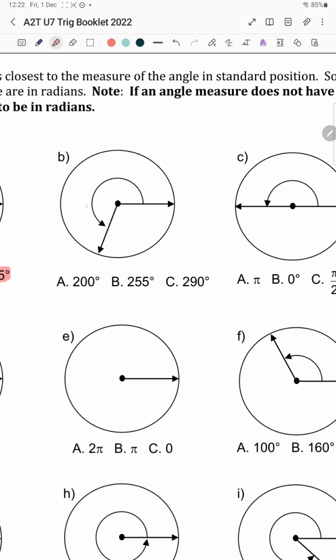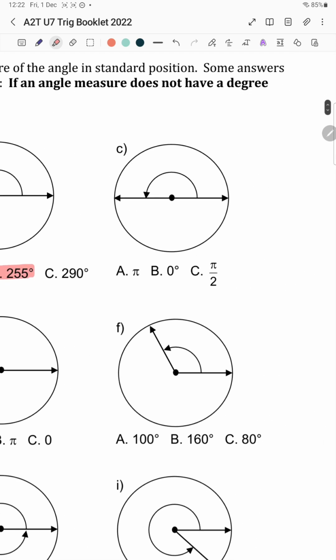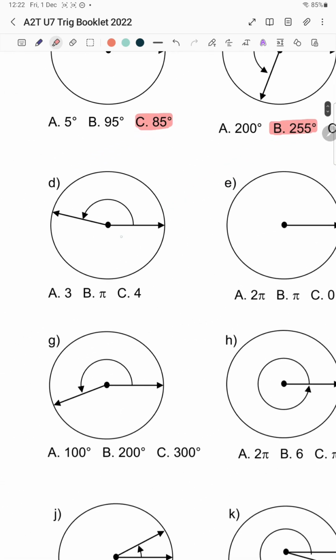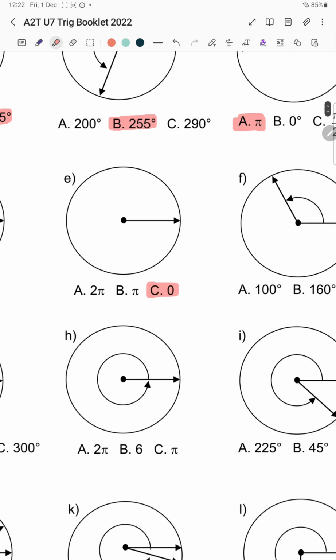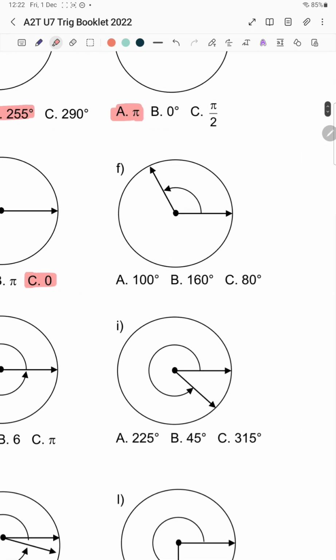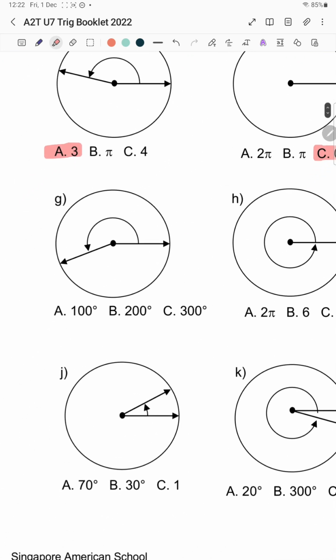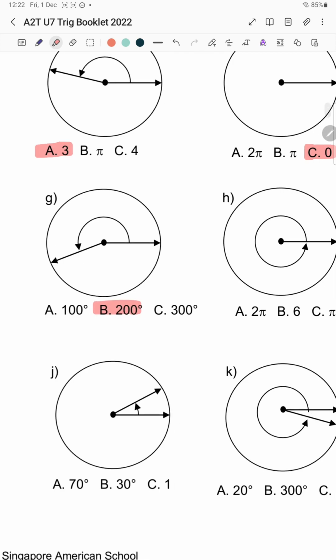Now this angle is greater than 180, less than 270, it must be 255 degrees. This is complete pi. This is less than pi, not 4, it must be 3. It is 0. More than 90, so it should be 100. More than 180, so it should be 200.